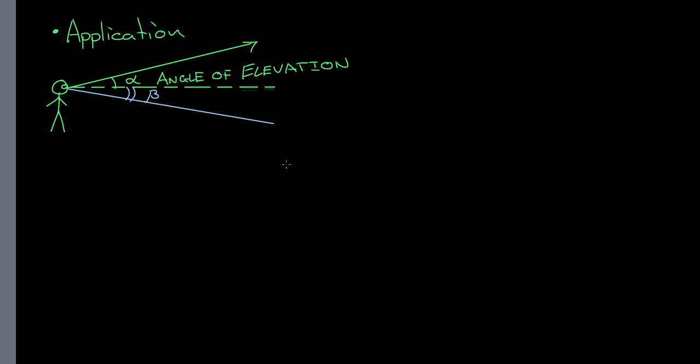Beta is not an angle of elevation. Beta is an angle of what? Depression. Angle of depression. You can elevate upward or depress downward. Those are the 2 options. Everybody cool with that? Now, you're going to see this language show up over and over and over and over.